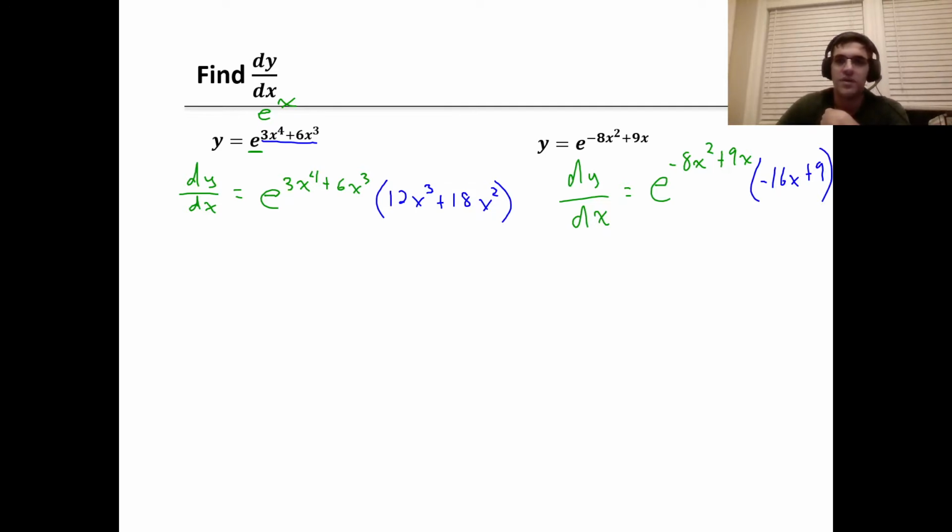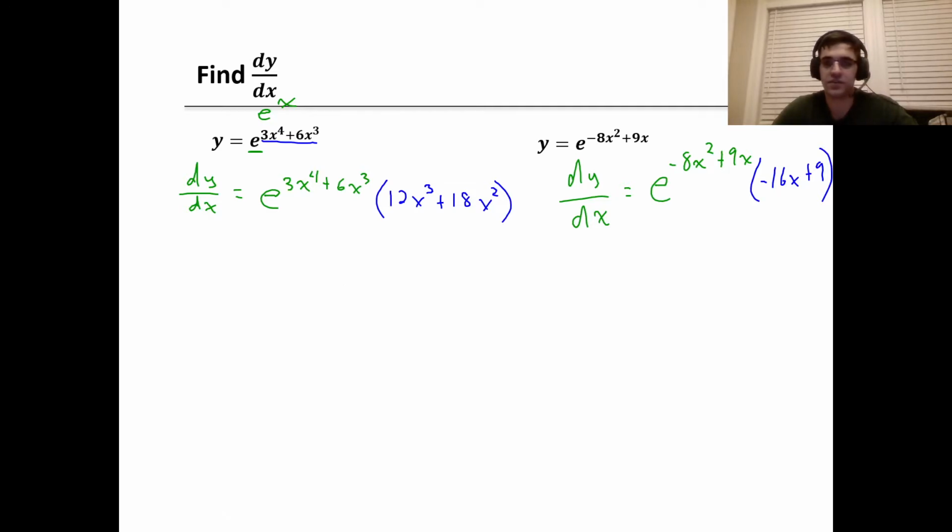Since we have a polynomial as the exponent instead of x, we're going to use chain rule. The derivative of e to the power of this polynomial is itself times the derivative of the polynomial. The derivative of 3x to the power of 4 is 12x to the power of 3, and the derivative of 6x to the power of 3 is 18x to the power of 2. We'll multiply this polynomial by our original function and call it our derivative.